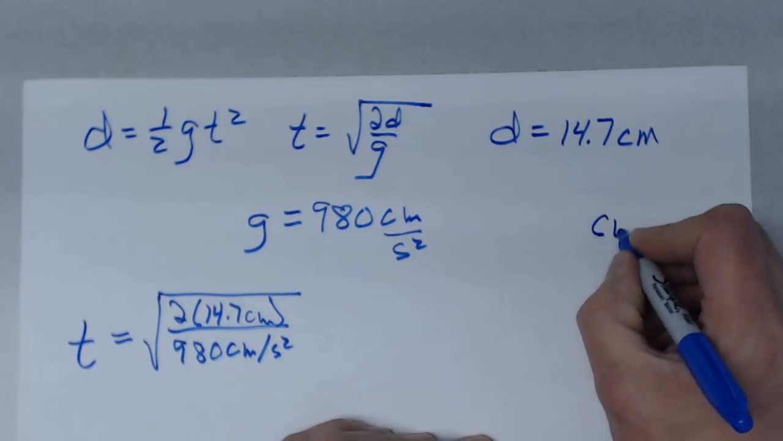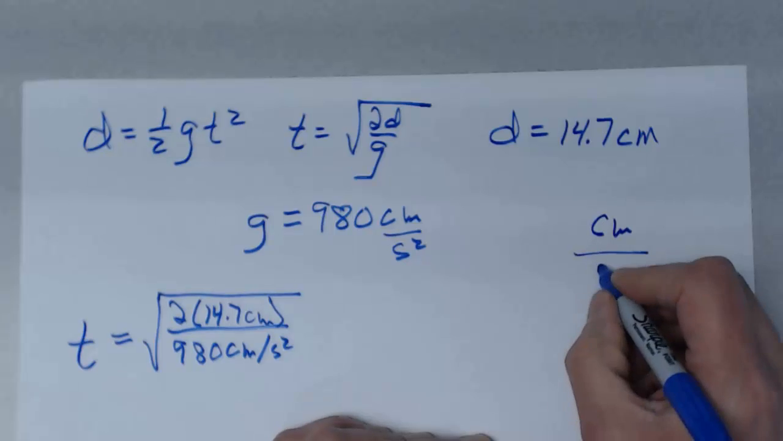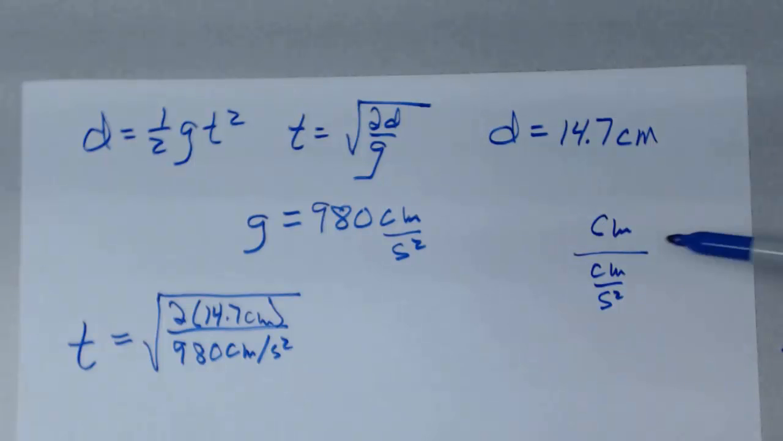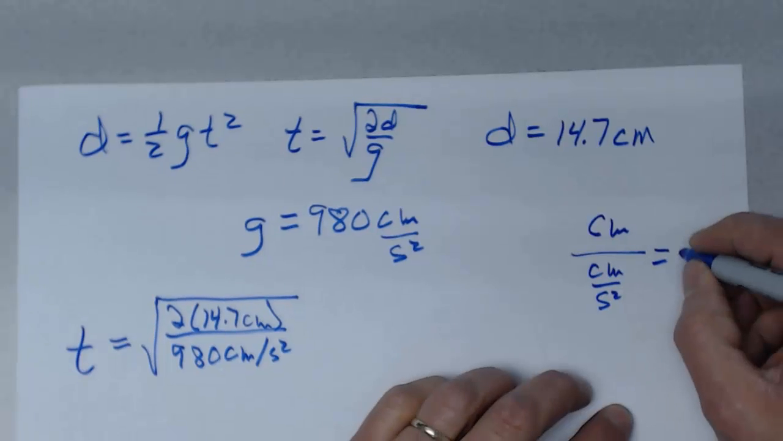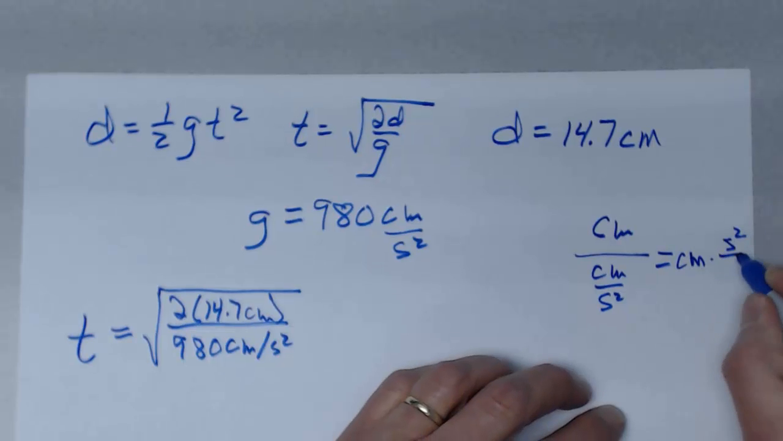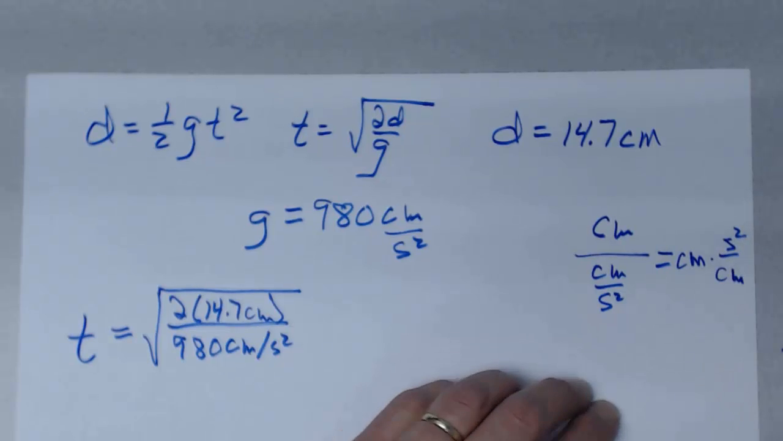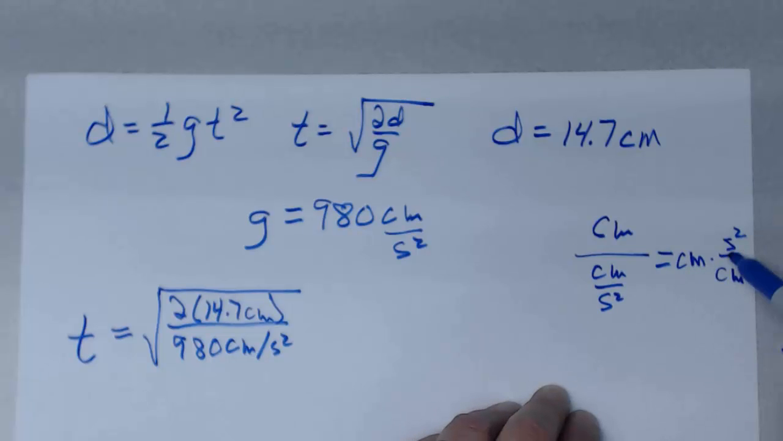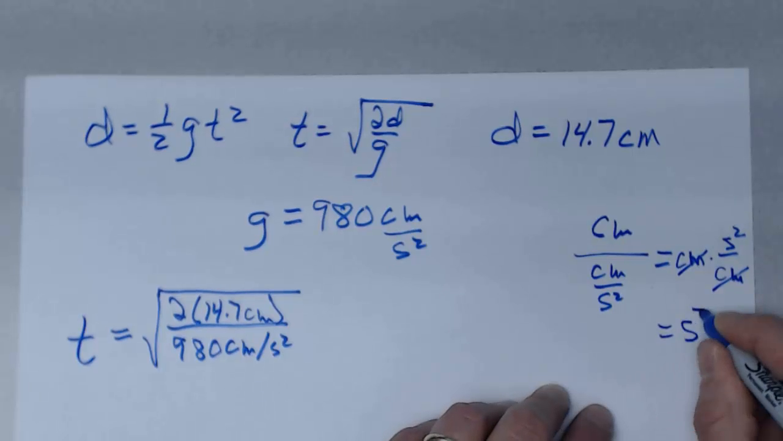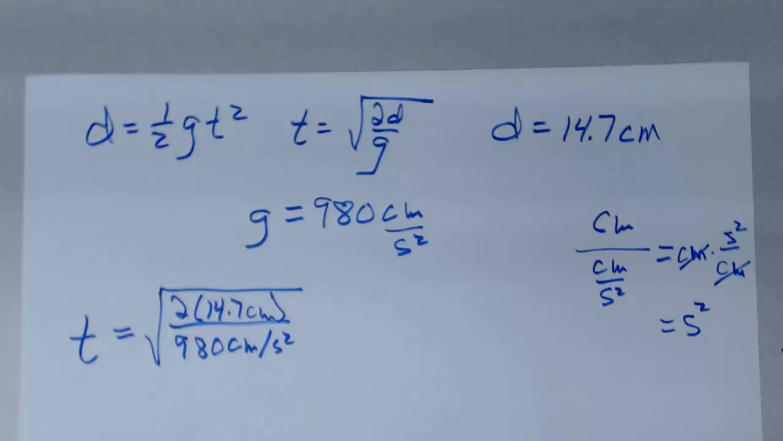You've got centimeters on top and centimeters per second squared on the bottom. When you divide by a fraction, you invert it and multiply, so this becomes centimeters times seconds squared over centimeters. And when you multiply a single number by a fraction, it multiplies by the numerator. So this centimeters is up in the numerator, and it'll divide with the centimeters in the denominator. And under the square root, you end up with units of seconds squared.